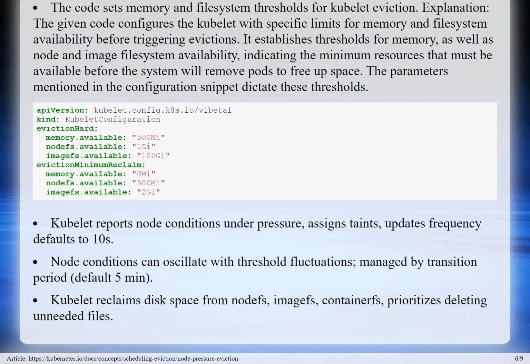Before evicting pods, kubelet attempts to reclaim resources by managing space on various file systems. In instances where disk pressure is felt, the kubelet prioritizes freeing disk space by deleting unnecessary files, images, and dead pods. The order and type of reclamation efforts depend on the file systems in use, which can include nodefs, imagefs, and containerfs.